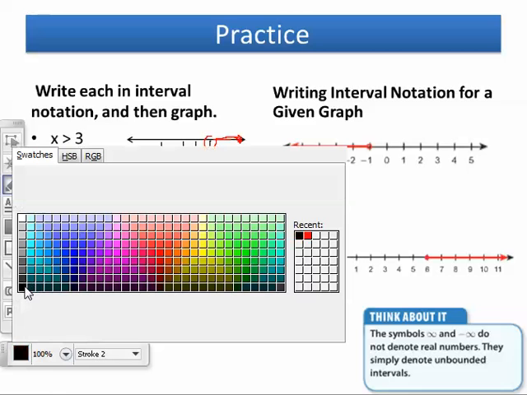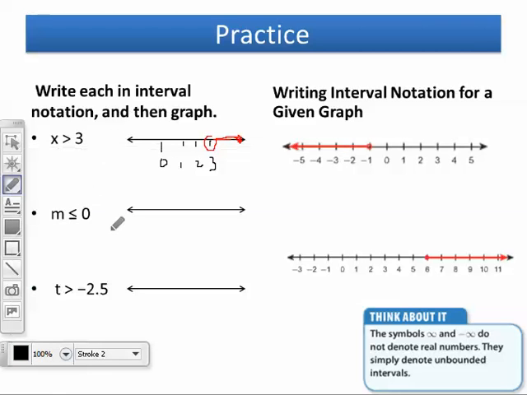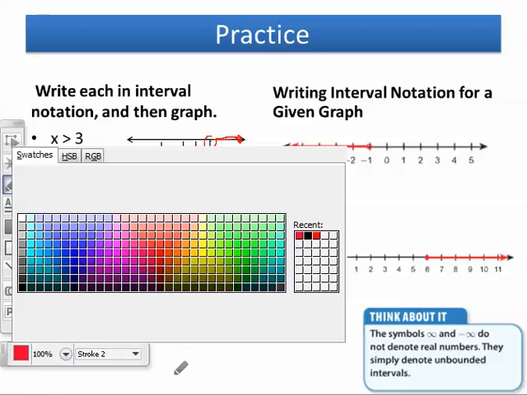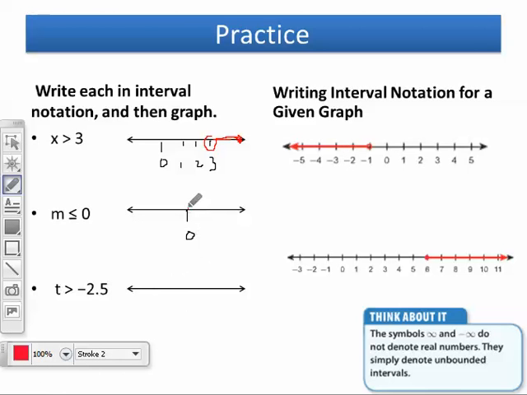Okay? So how about this next one? It says m is less than or equal to 0. Well, that's simple. I'd start at 0, put it there, and it's going to be less than or equal to 0. So I'm changing colors again. I would color in a solid circle at 0, and everything less than or equal to that would get an arrow going that way.